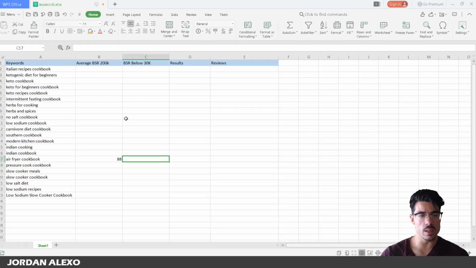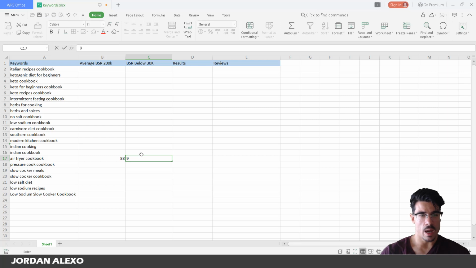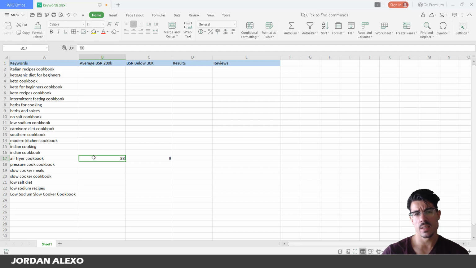Okay, so what I always try to find over here is at least 2-3 books or more that have below 30,000. This gives me immediately a good idea that this is a very, very profitable keyword. If I publish a book over here, there's a good chance that if my book goes to the front page of results, it will be profitable, because most books over there on average are doing pretty well.